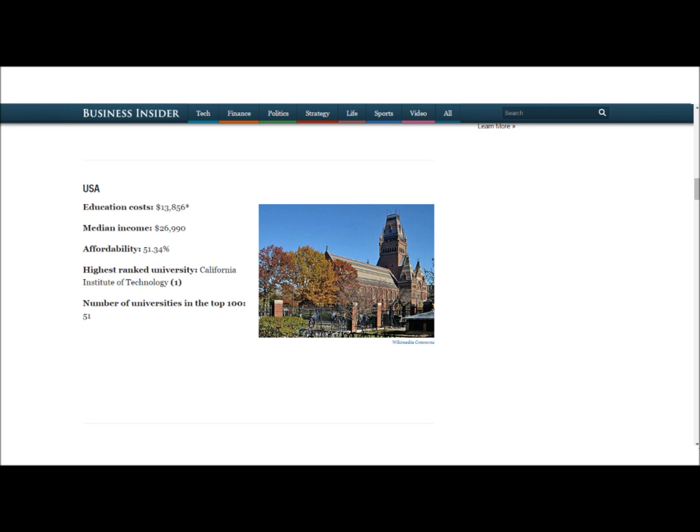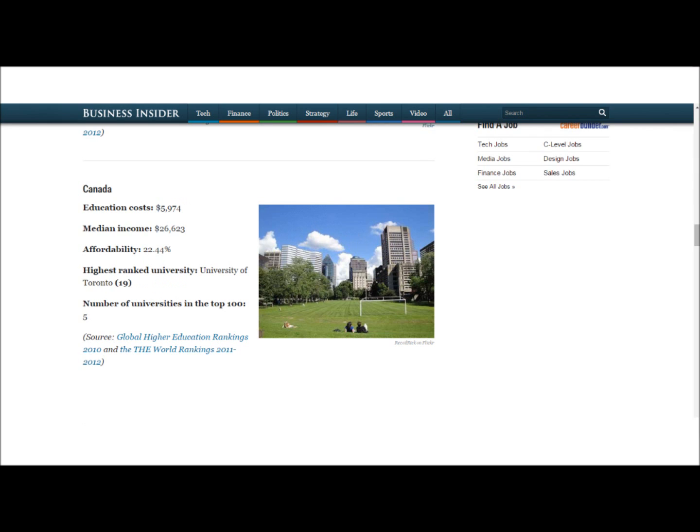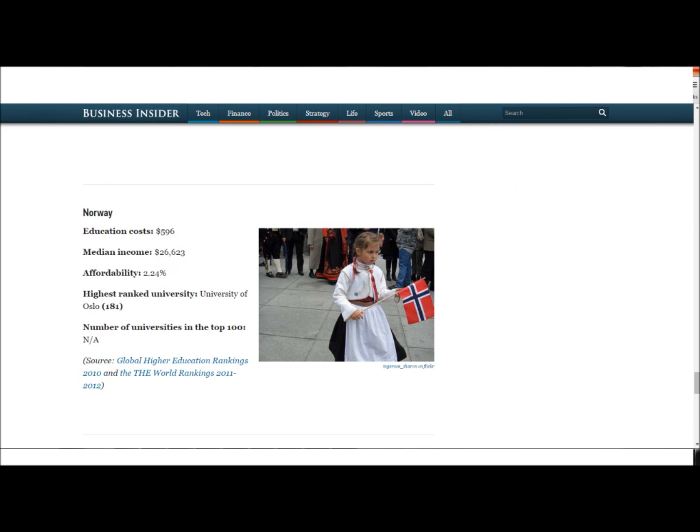What I'd like to point out now is the spot where it says that the median income for everyone living in the US is almost $27,000. Well, the income for Canada is almost the exact same as ours, but their average cost for education for the whole country is only a few dollars short from being $6,000. And then there's Norway.